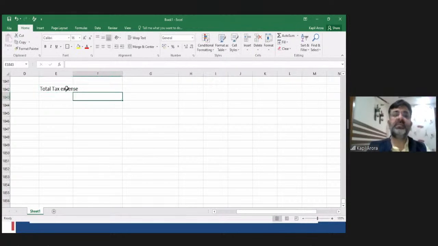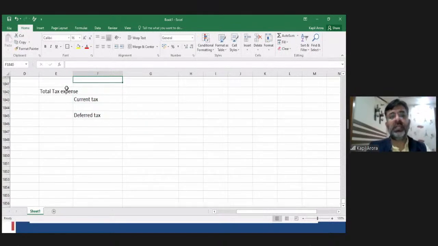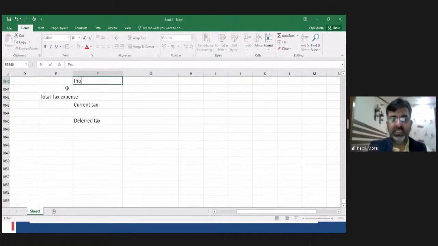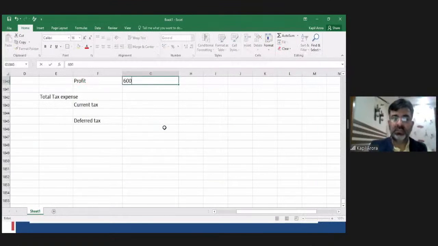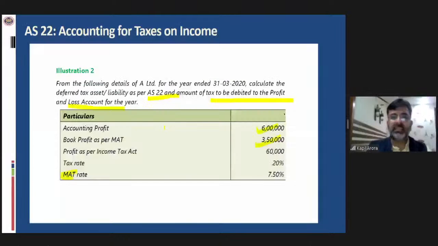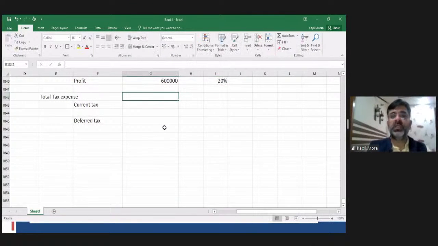So total tax expense is current tax and deferred tax. Now to calculate the total tax expense, I need the profit. So my profit here is 6 lakh, which is in accounting, and tax rate is given as 20%. So my total tax is this into 20%.